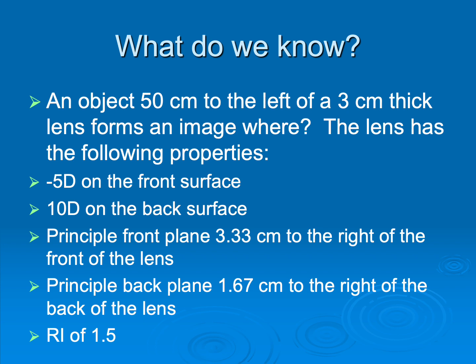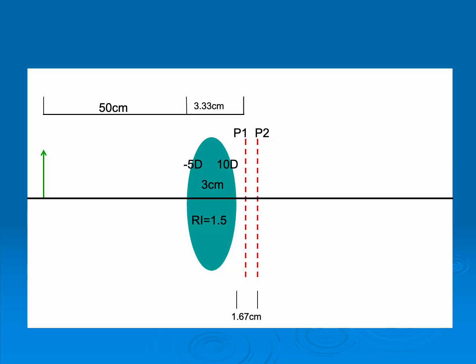Let's go back to that complex, crazy problem. So again, giving us front and back surfaces that we haven't addressed yet, but it's telling us the location of the front and back principal plane. So now I can add everything I know here to my diagram. Here I have an object, a green arrow. I've got a lens over here. I know the power on the front of the lens, the power on the back of the lens. I know the thickness of the lens is 3 centimeters. I've got a refractive index, and I know the exact location of the front principal plane and the back principal plane relative to that lens.